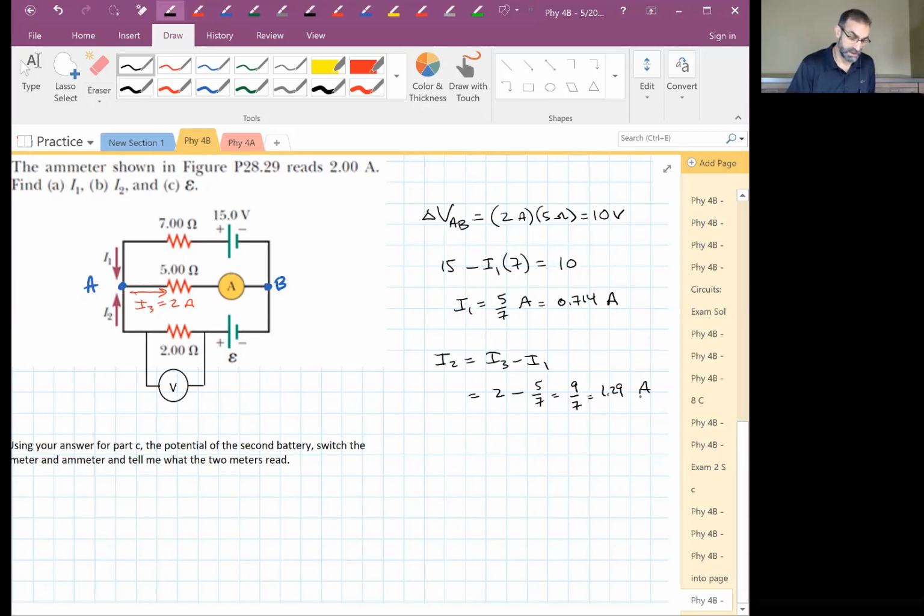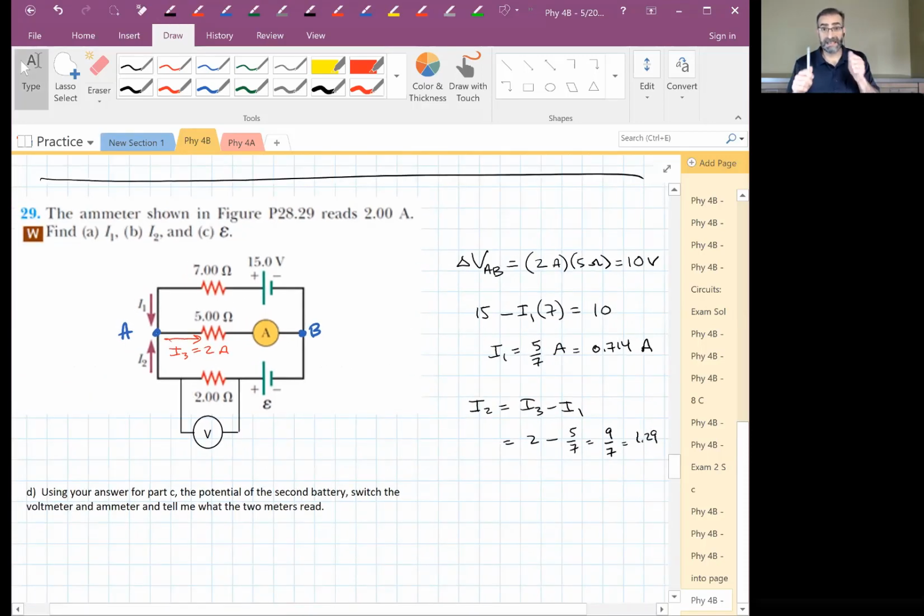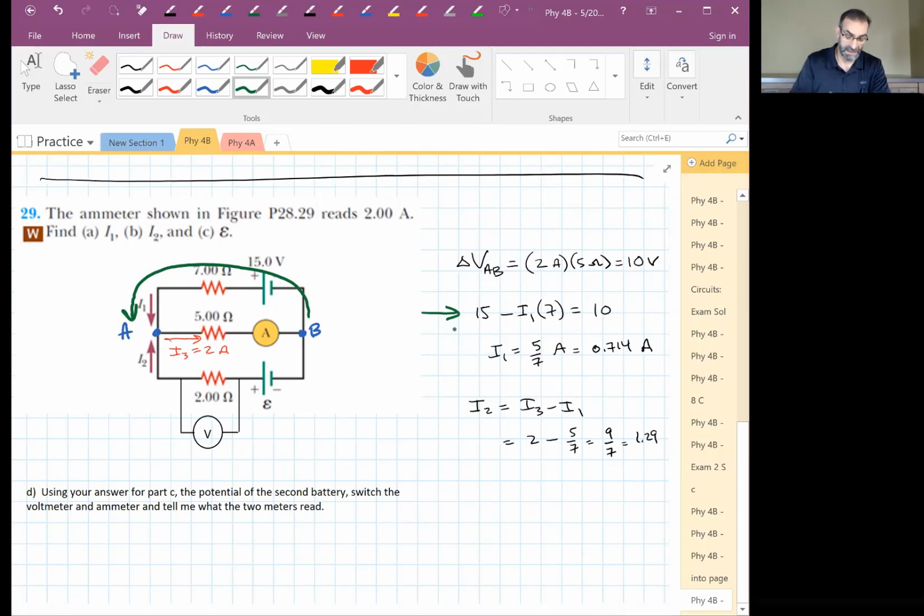All right, so far so good. Once you know the delta V between points A and B, and that's basically given in this problem, A is 10 volts higher than B is. So I can take any path from B to A and I have to rise by 10 volts. I can take this path and I have to go up by 10 volts. So that's what I did here. I went up by 15, I dropped by I times 7, and I have to get to 10 when I get to the other side. That gives me I1.